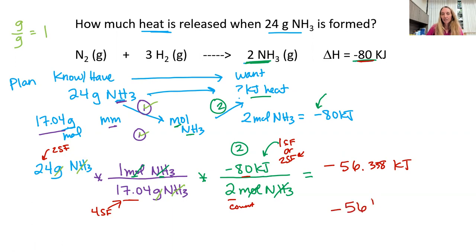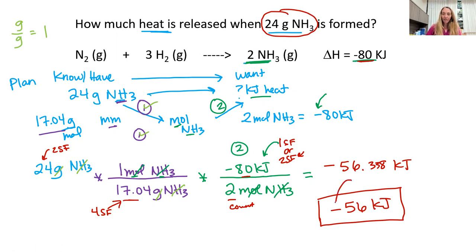So negative 56 kilojoules. What that says is if I form 24 grams of ammonia, it's going to release, right? I have that negative number, release 56 kilojoules of energy. So again, a negative, it's exothermic, and heat gets released.